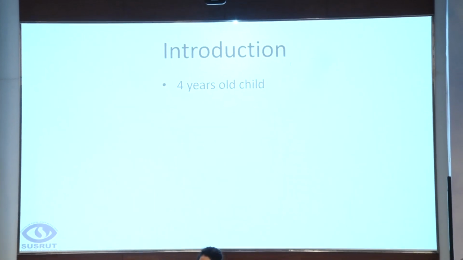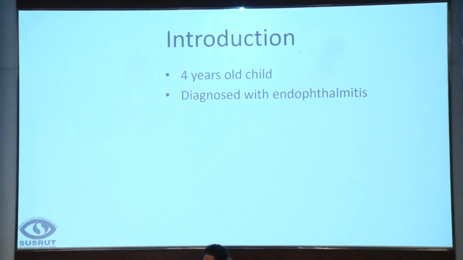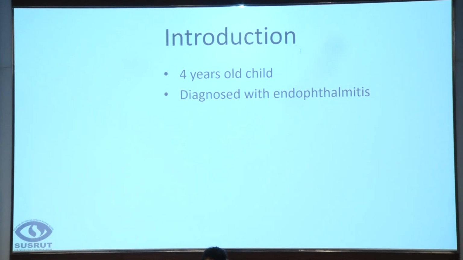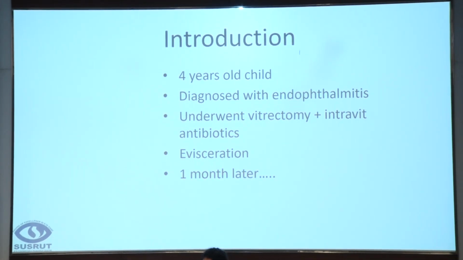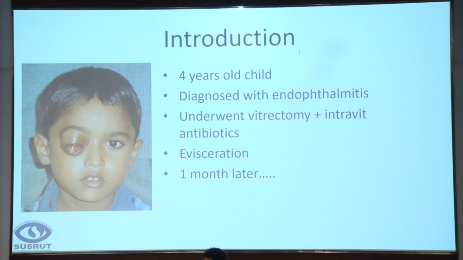So why this topic is being discussed is because of one particular child whose story hurt me more than anything else. This was a child who was 4 years old. He was diagnosed with endophthalmitis in an institution where he underwent a vitrectomy and intravitreal antibiotics were given. And this child did not get better. He was taken to another institution where he was eviscerated. And a month later, this is how he turned up. Okay, so now you have a frank orbital retinoblastoma thanks to intervention by our colleagues. And this is exactly the problem that we want to discuss so that such incidents don't happen.